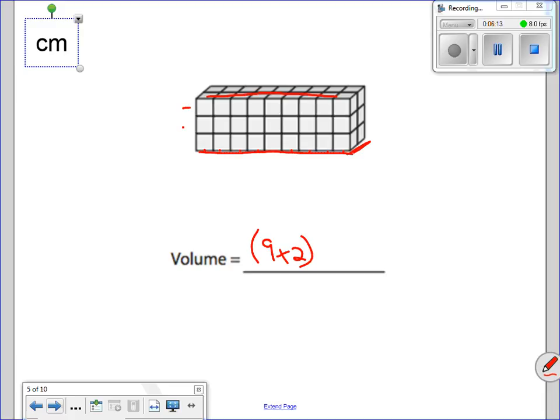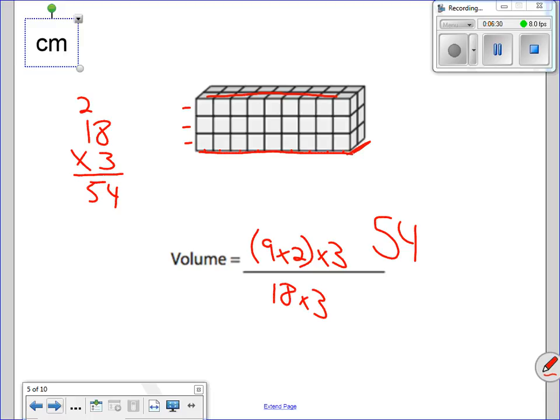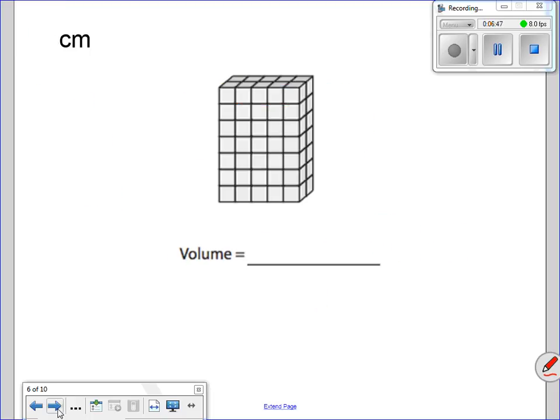My height is 1, 2, 3. 9 times 2 is 18, times 3. 18 times 3 is 54 centimeters cubed. Now, does that make sense? Let's take a look here. Well, if I have 9 here, that means I have 9 cubes here. I have 18 on this row, 18 on this row, 18 on this row. That would be 54. Next problem here.